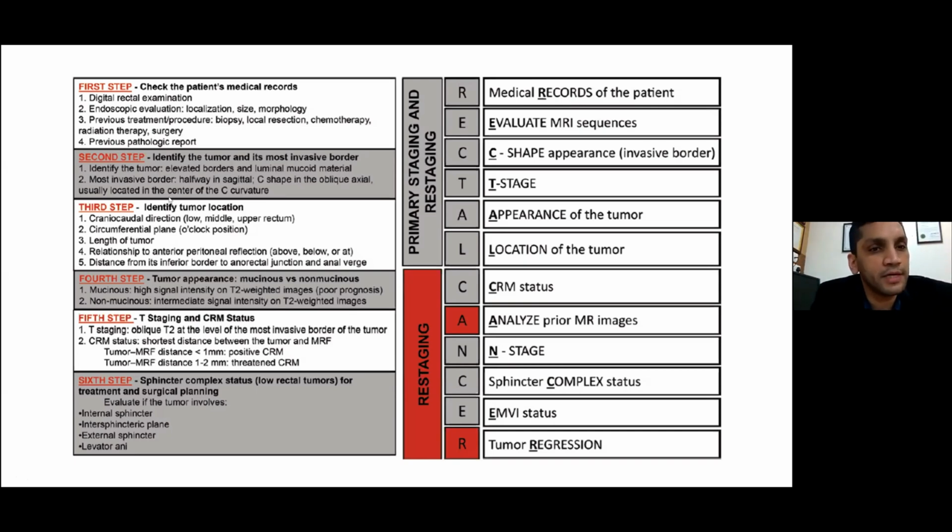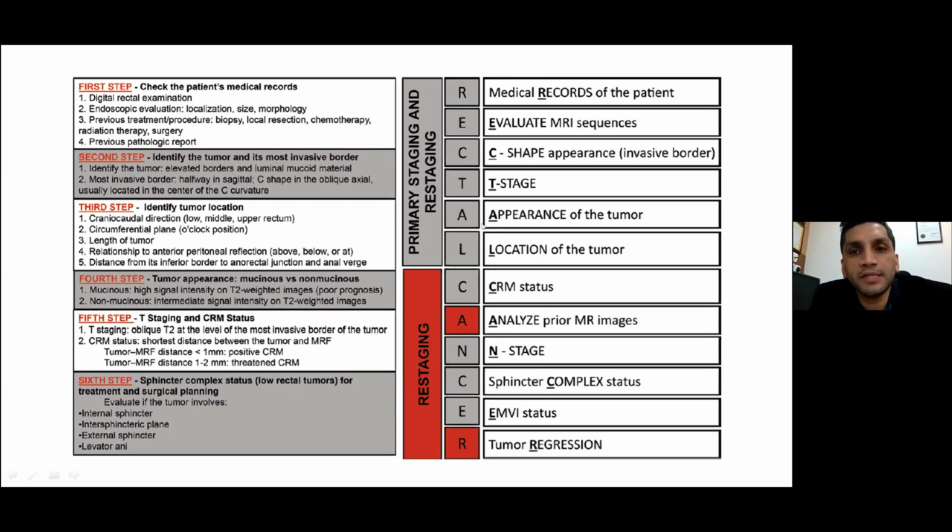In terms of the craniocaudal direction, the circumferential plane, by which I mean the o'clock position, the length of the tumor, the relationship to the anterior peritoneal reflection, the distance from the anorectal junction and the anal verge, whether it's a mucinous or a non-mucinous tumor, the T staging and the CRM status, that is important. When the distance is less than 1 millimeter from the mesorectal fascia, it is a positive CRM. And when the distance is 1 to 2 millimeters, it is a threatened CRM. We should also assess the sphincter complex status for low rectal tumors for treatment and surgical planning.